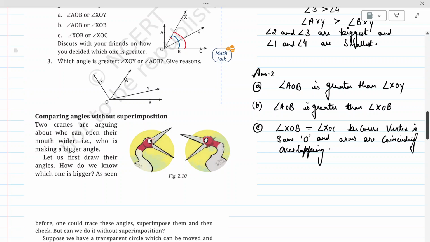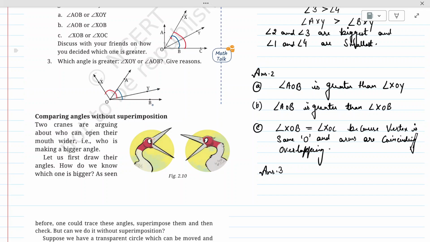Next question. Okay. Which angle is greater? For this, answer number 3, we will write here. Answer number 3. Which angle is greater? For this given figure, we have to see which angle is greater, XOY, this angle, or AOB. AOB, this angle. Wait, I'm marking it in blue. Okay, so we have to compare this red angle XOY and AOB.